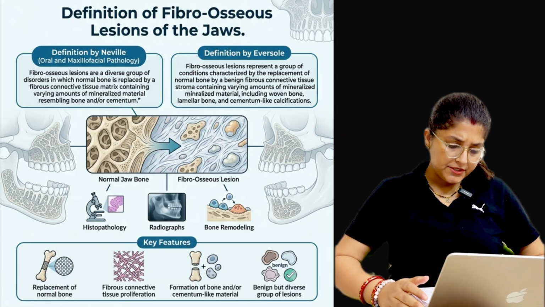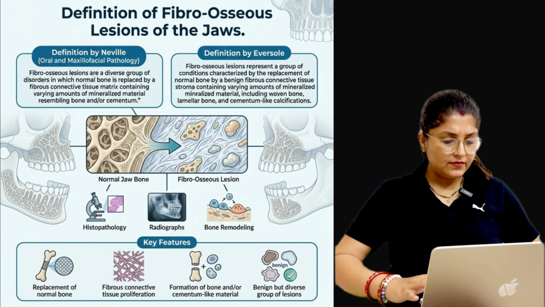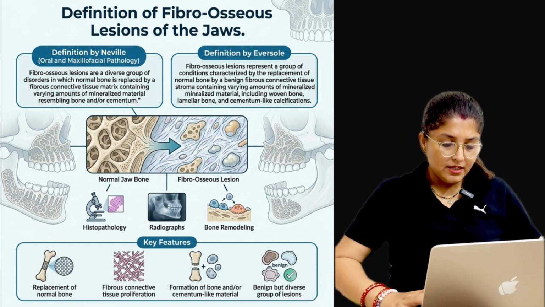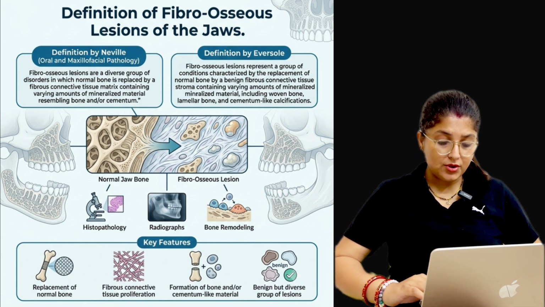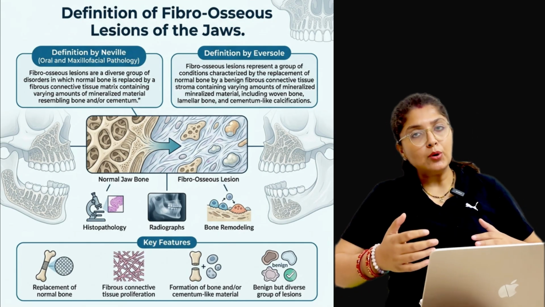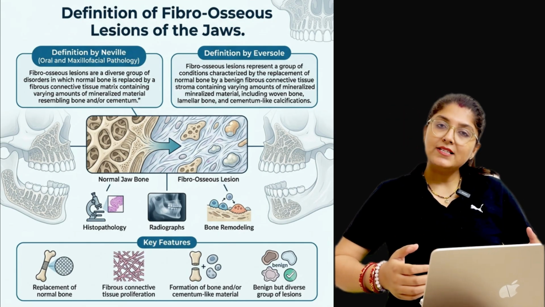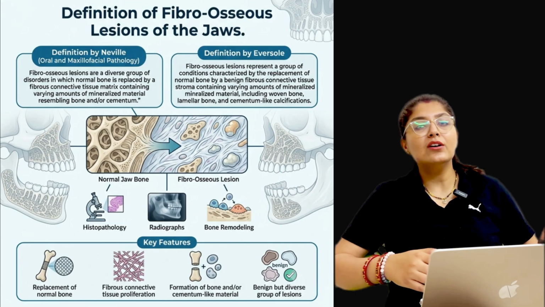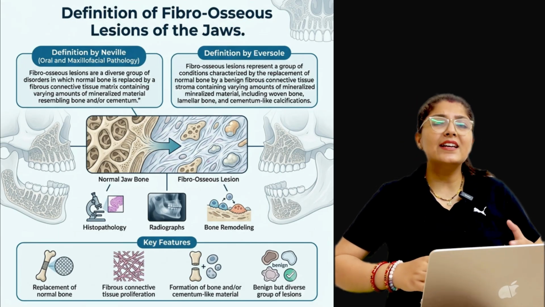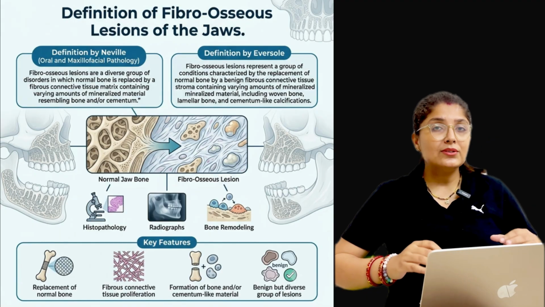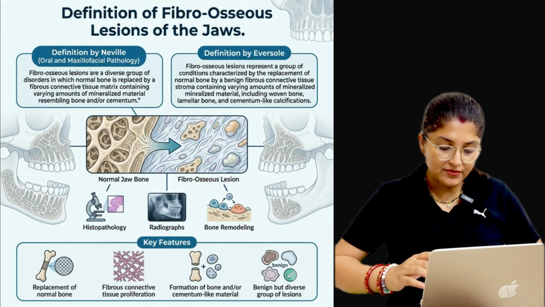So let us talk first about the definition of fibro-osseous lesions, right. Now they are a group of pathological changes within the jaws, in which the normal bones are basically replaced by fibrous tissue with or without calcification. I already told you, as the name suggests, it's very easy to learn, and this definition was given by Waldron. Fine.